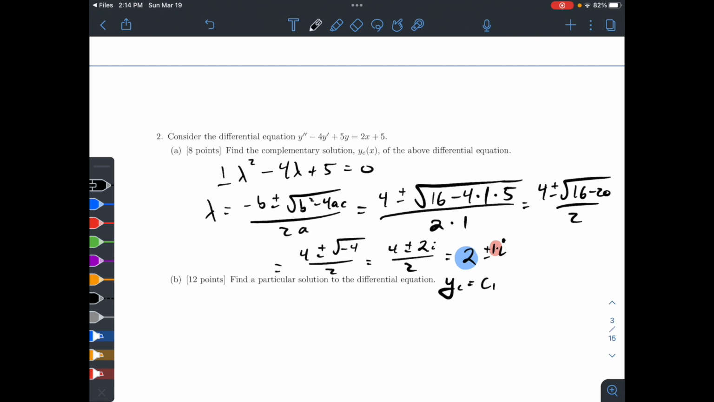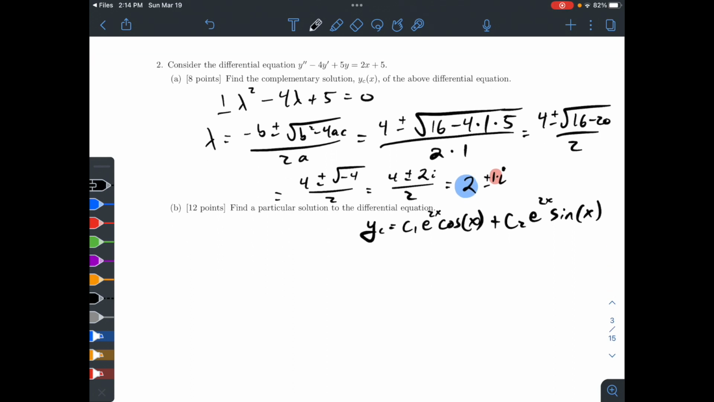So this is going to be C1 e to the 2x cosine of x plus C2 e to the 2x sine of x. Great.